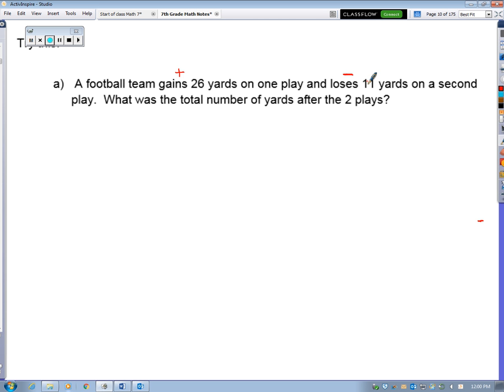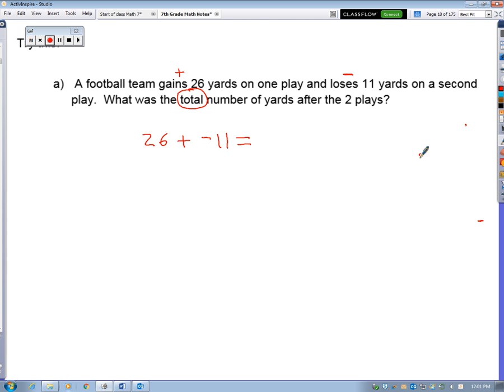And we already know this is addition, but our word that tells us that it is going to be addition is total. All right, total is our really strong word that says this is going to be an addition problem. Okay, so we're going to add this up. We have positive 26 plus negative 11.